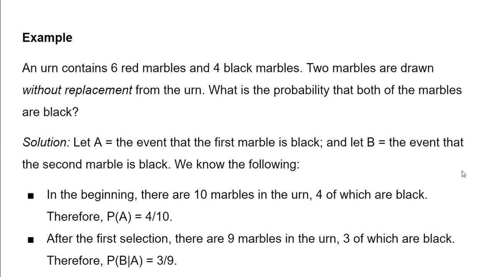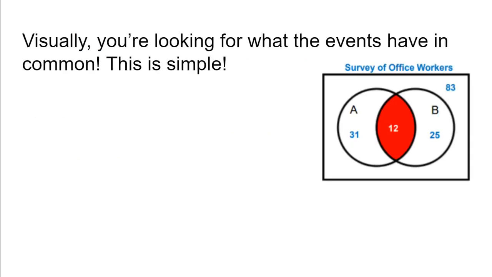So if I wanted to find the probability that both marbles are black, I would multiply these two together. I would get 12 over 90, which is about 13.3%. Okay. Now visually it's really easy. So you're just looking for how many events are in common.